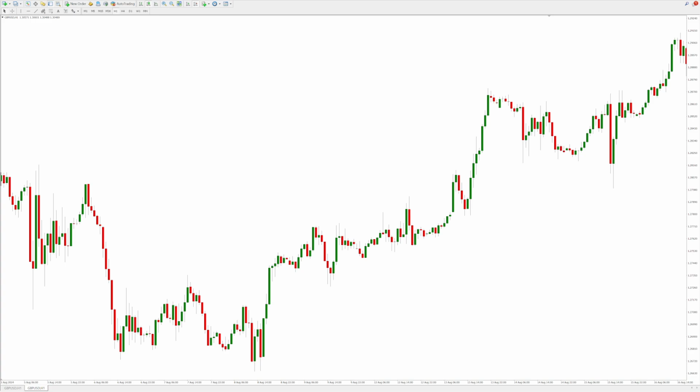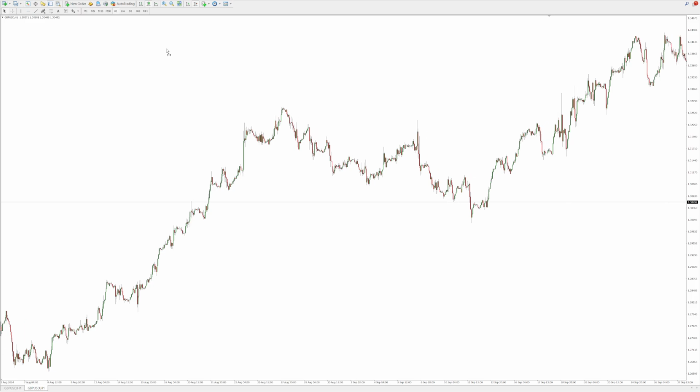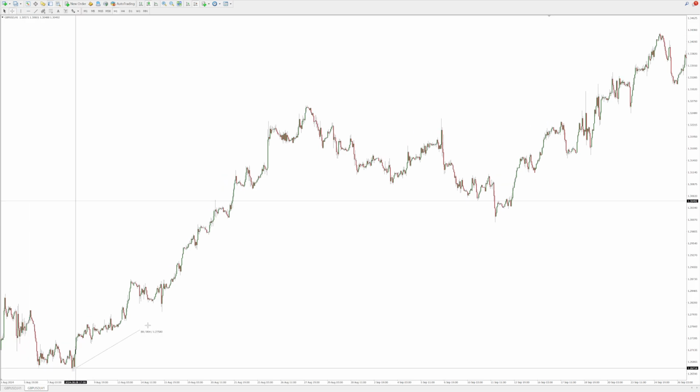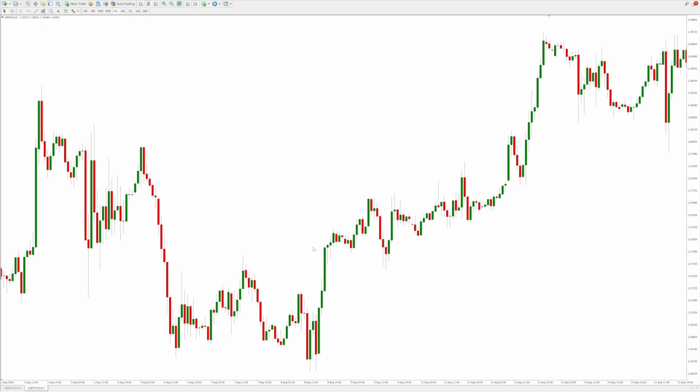Hello traders and welcome to my video on the W pattern. This is a basic candlestick pattern which can help you to catch moves like this one, which went for over 750 pips.